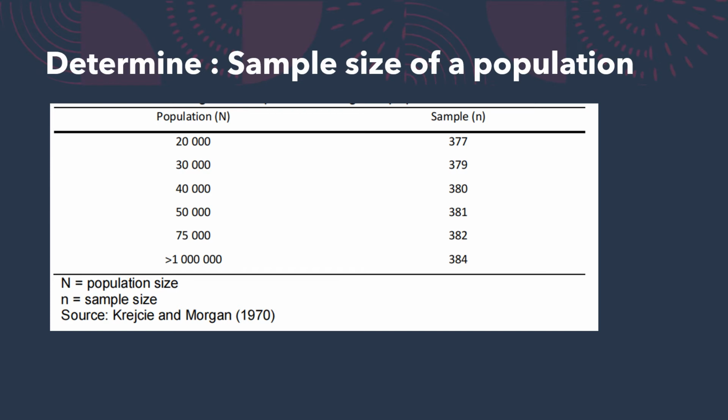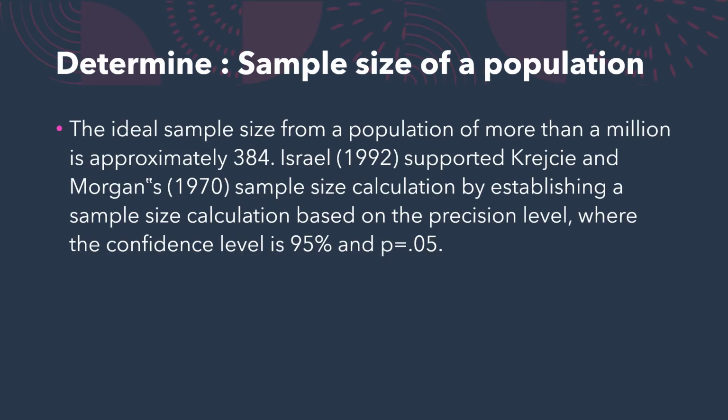Determine sample size of a population. The ideal sample size from a population of more than 1 million is approximately 384. Israel, 1992, supported Creasy and Morgan's 1970 sample size calculation by establishing a sample size calculation based on the precision level, where the confidence level is 95% and p equals 0.05.